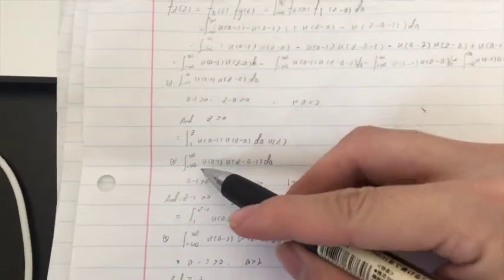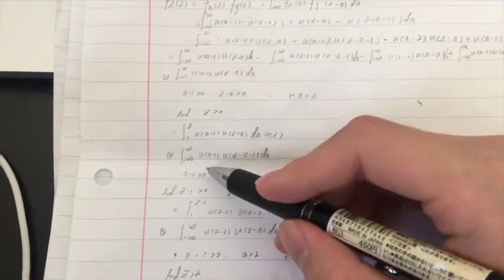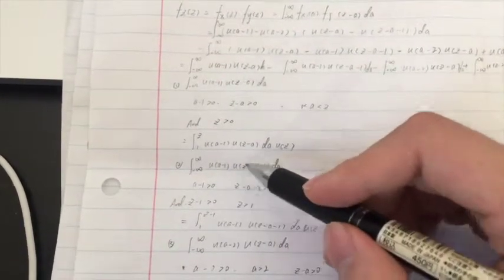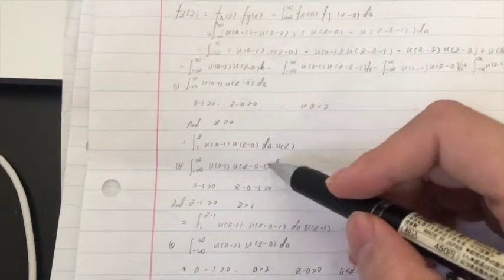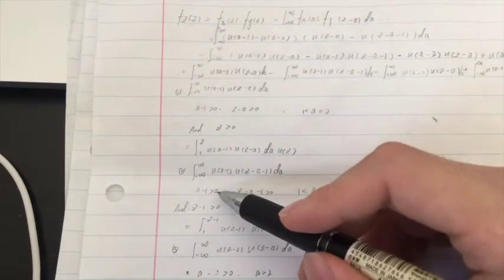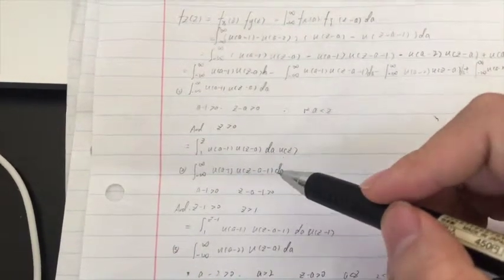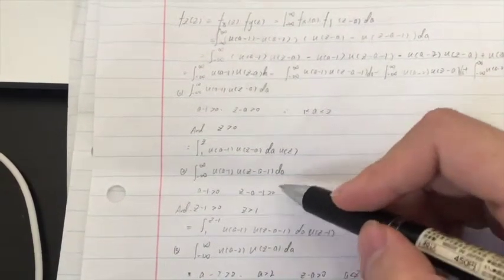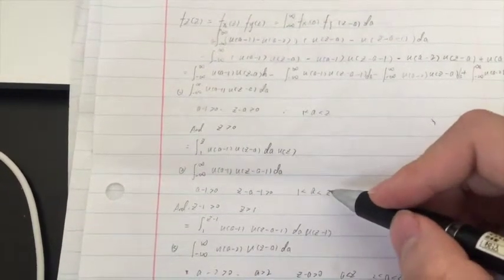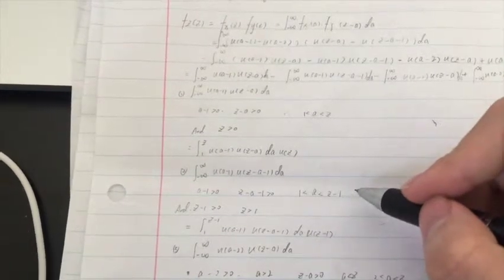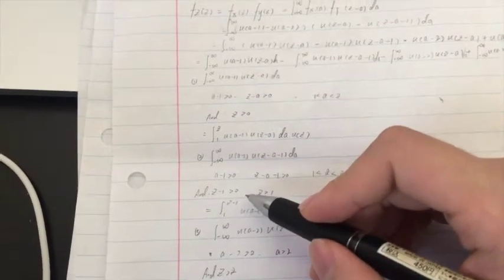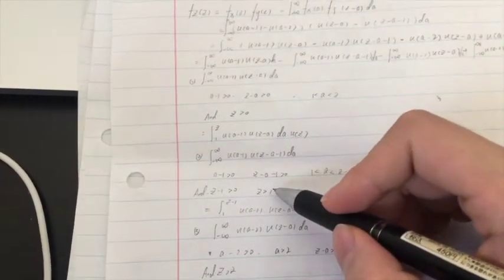The second part is the integral of u(a minus 1) multiply u(z minus a minus 1) da, because a minus 1 is larger than 0 and z minus a minus 1 is larger than 0, so we can get a is between 1 and z minus 1, so z minus 1 must be larger than 0, so z is larger than 1.